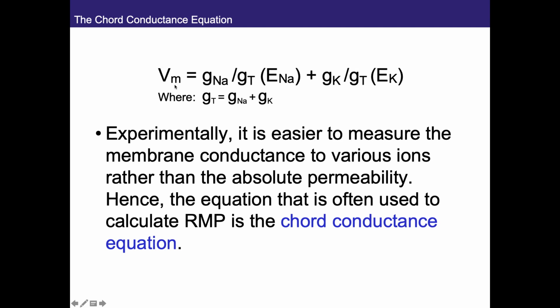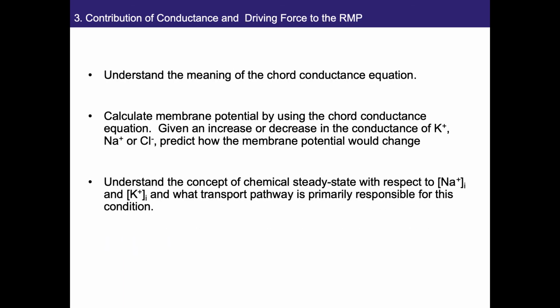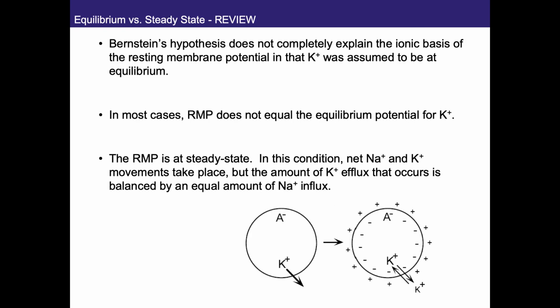Just another equation to predict the membrane potential, the actual membrane potential you would measure with a voltmeter. Experimentally, it's easier to measure the conductance rather than the absolute permeability. So the equation that's often used to calculate resting membrane potential is called the chord conductance equation. With this, let's play a few mind games here. Brain teasers, if you will.